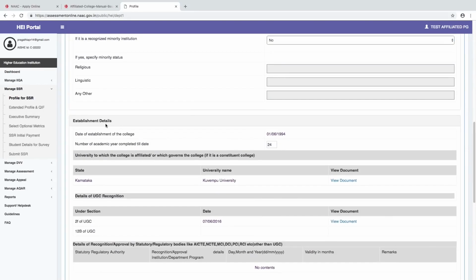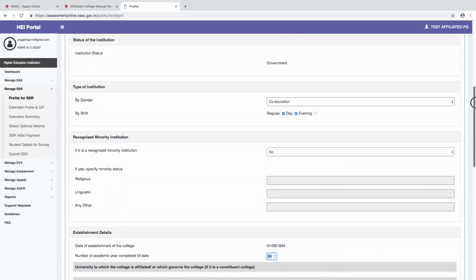In the case of date of establishment, it may happen that an institution is established on one date, but the offering of degrees started from a different date. That means the year in which the institution was established need not tally with the year in which it is currently coming for accreditation. Maybe 1 or 2 years later, the institution would have started promoting academics. So, in such a case, this number can also vary.